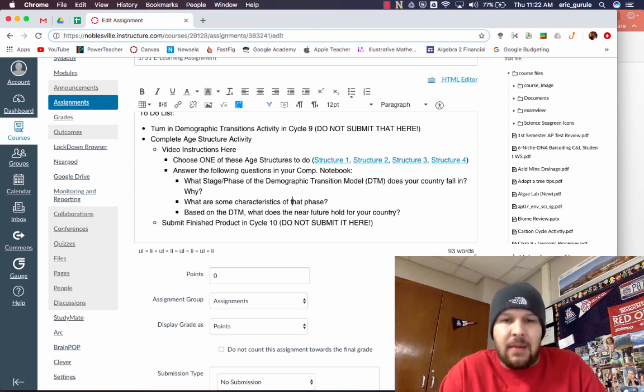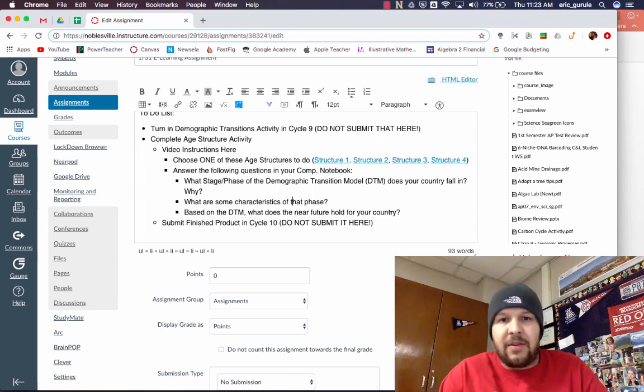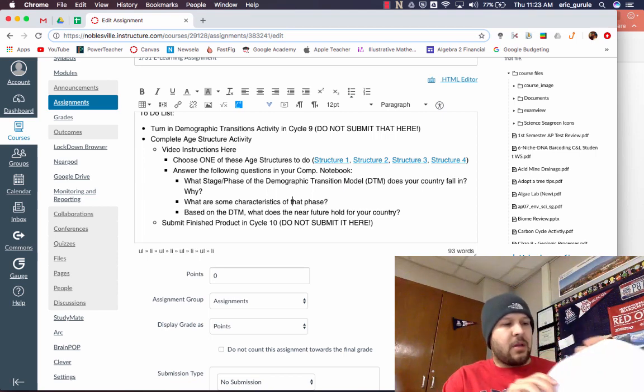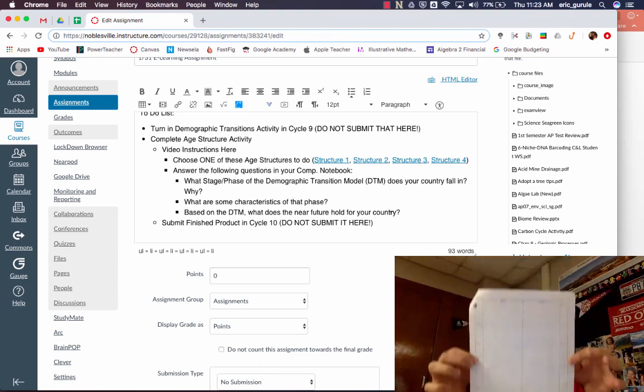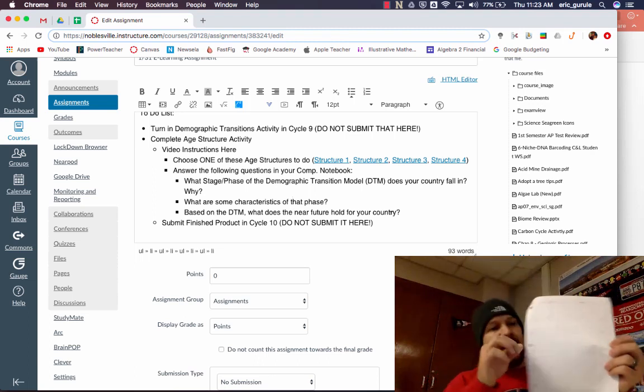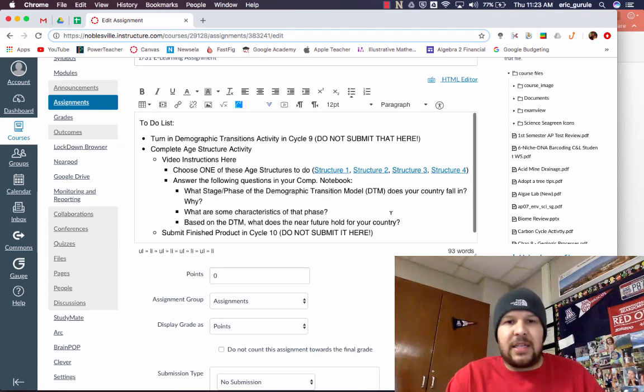So basically, this is for my block 5 only, as this is the day that you're missing. We were going to be doing age structure diagrams today, and so you're going to have to do it from home. If you have your notes packet with you, which hopefully you do, you have a piece of paper that looks like this. I don't know if you can see the whole thing, but this is where you're going to do your age structure diagram. What I have here is the assignment on Canvas.